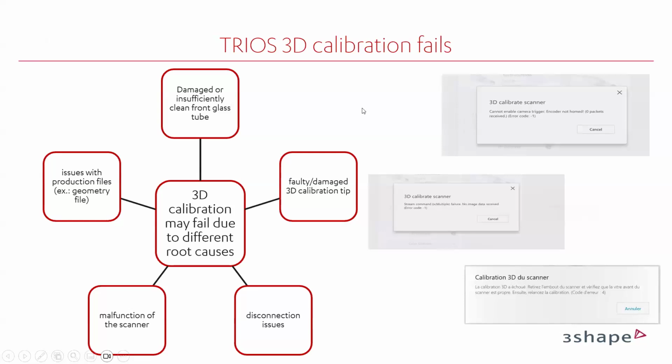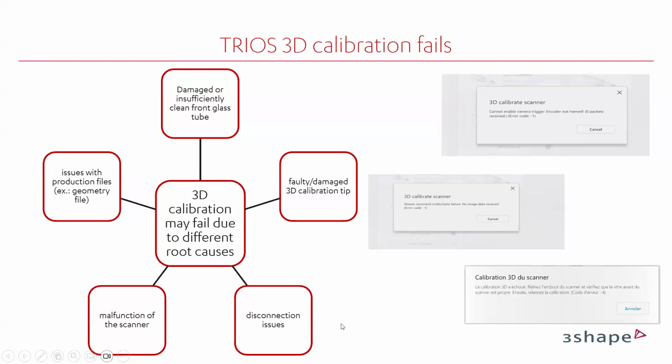Also, when we have issues with the 3D calibration, it may fail due to different root causes. Let's start with the one on top: a damaged or insufficiently clean front tube glass. In this case, if it's just dirty, clean it, and if it's damaged, we recommend sending the scanner to be replaced or repaired. Another cause is a faulty or damaged 3D calibration tip. The same applies: this tip should be replaced.